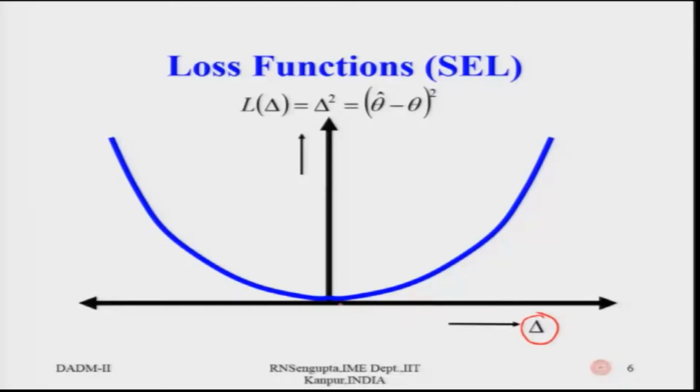Hence the loss function we draw along the y axis would be theta hat minus theta, whole square. All the positive values would be drawn on the right hand side, where theta hat is greater than theta, and all the negative values on the left hand side of the origin, where theta hat minus theta is negative. But as the loss function is quadratic, if theta hat minus theta is plus 2 or minus 2, the square value becomes 4.